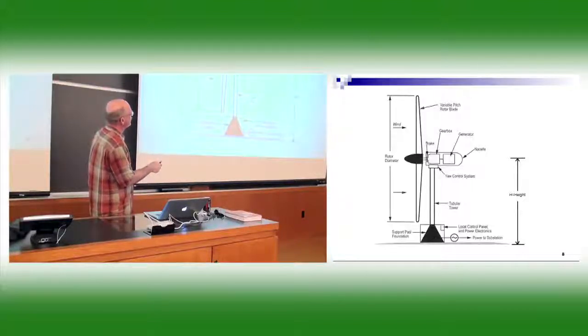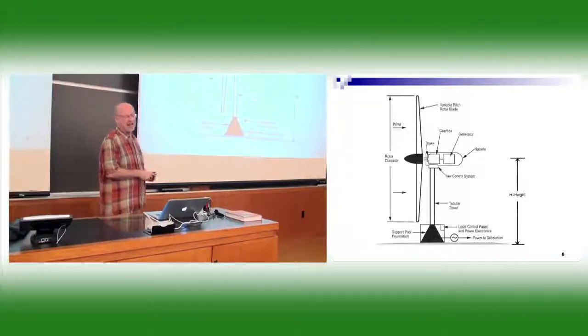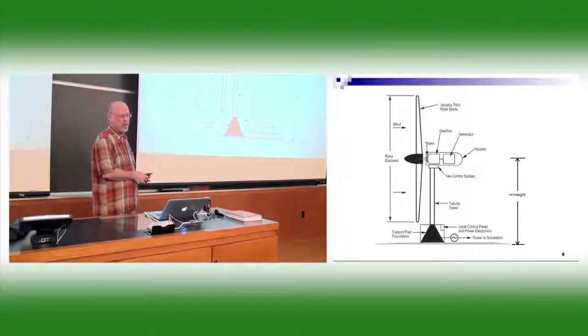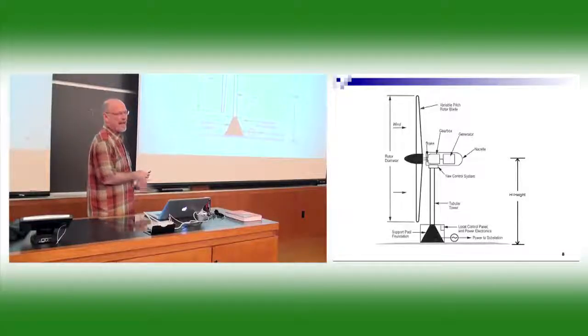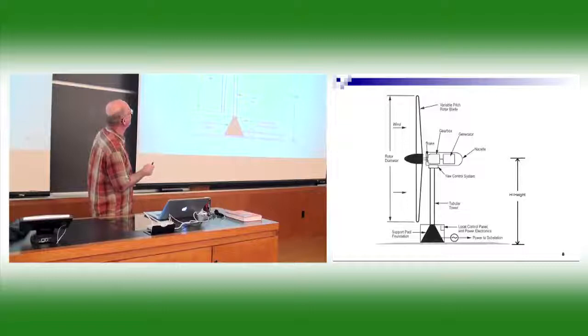Your yaw control system we mentioned, and now here's something new. You need a brake, right? Because sometimes you have to stop this thing. Maybe the gearbox fails or something goes wrong. You don't want this to spin out of control. So you have to be able to slow it down, or maybe there's a large thunderstorm coming. You want to stop this thing, so there has to be a brake.